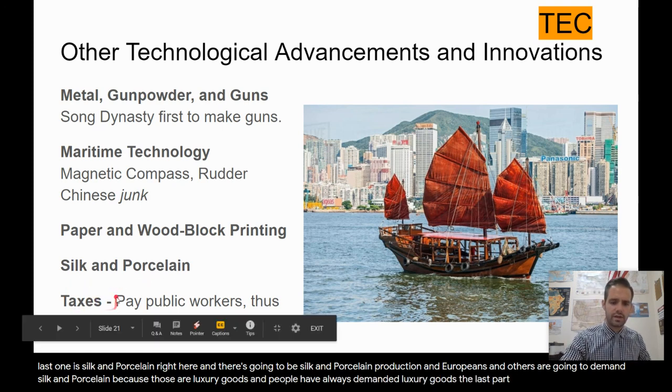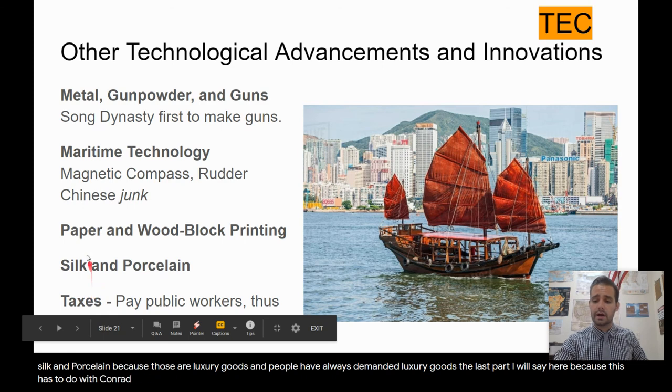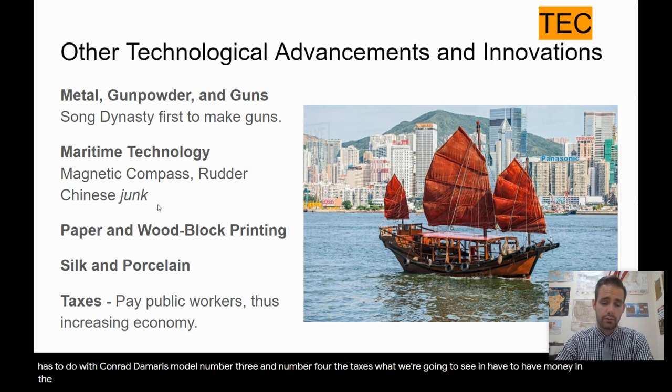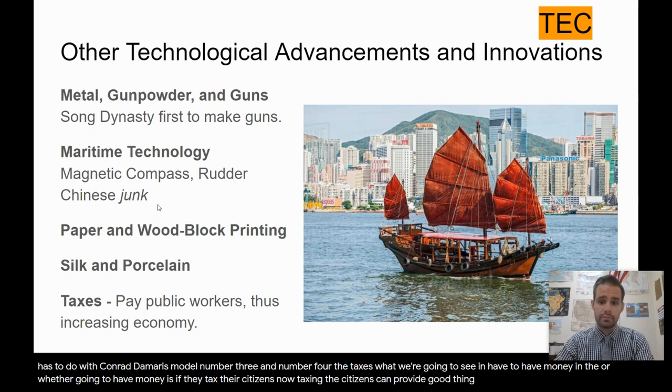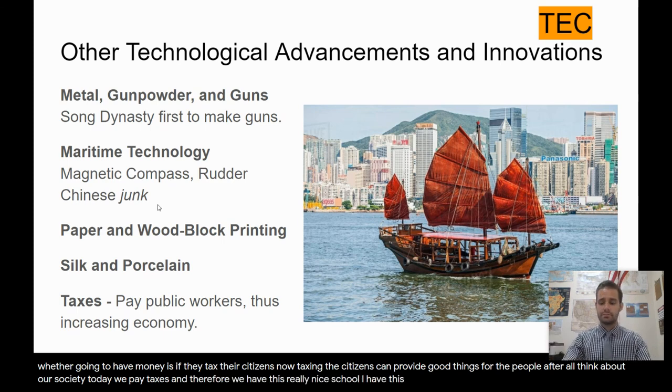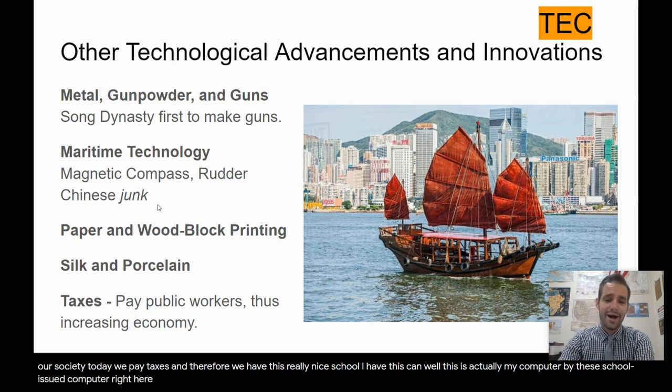The last part I will say here, because this has to do with Conrad Demarest model number 3 and number 4, the taxes. What we're going to see in all these societies is that the governments have to have money. And the only way they're going to have money is if they tax their citizens. Now, taxing the citizens can provide good things for the people. After all, think about our society today. We pay taxes, and therefore we have this really nice school. I have this, this is actually my computer, but I have a school-issued computer right here. So we have all these wonderful things because of taxes.